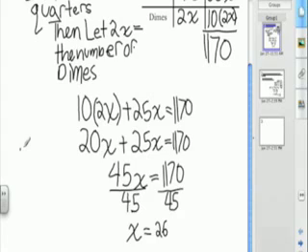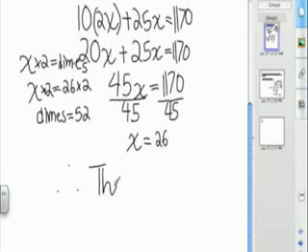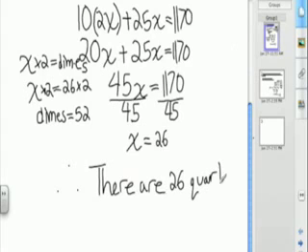Now we know the value of x is 26, so now we can figure out the quantity of the dimes. Now we go back to the beginning, and as we know, x times 2 equals the quantity of the dimes. So we can now plug in the value of x. So x times 2 equals 26 times 2. Now we know that dimes equals 52. Now we can write our therefore statement. Therefore, there are 26 quarters and 52 dimes.